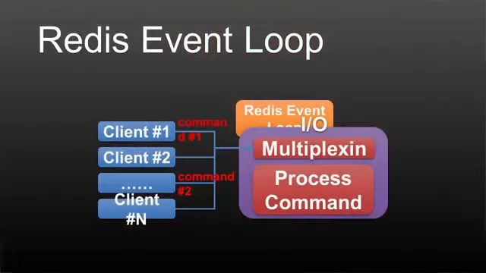This is the Redis event loop. Could you see? There is command 1, command 2. Redis uses I/O multiplexing to handle network events: epoll for Linux and kqueue for the BSD series. When Redis receives a command, Redis checks whether the protocol is valid or invalid. If it is valid, Redis executes that command immediately. But if it is not valid, it just sends back that the protocol is bad.